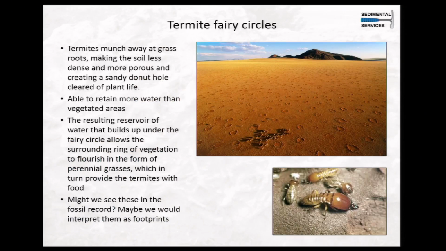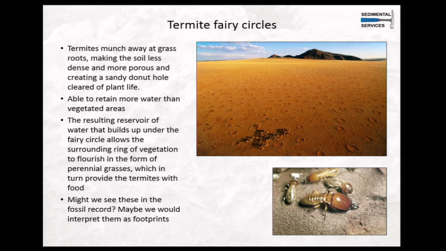Termites are also responsible for what are called fairy circles, and this is an example from Namibia in southern Africa. We've got some zebras running across the plain here. It's a beautiful picture, not my picture, but a beautiful picture. And it also shows these very striking circles here, which are called termite fairy circles, which is a lovely name.